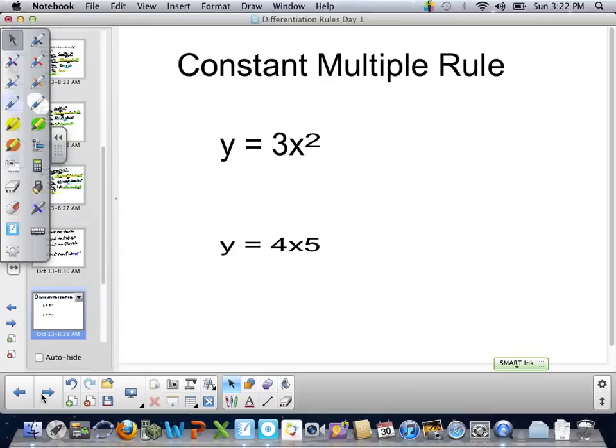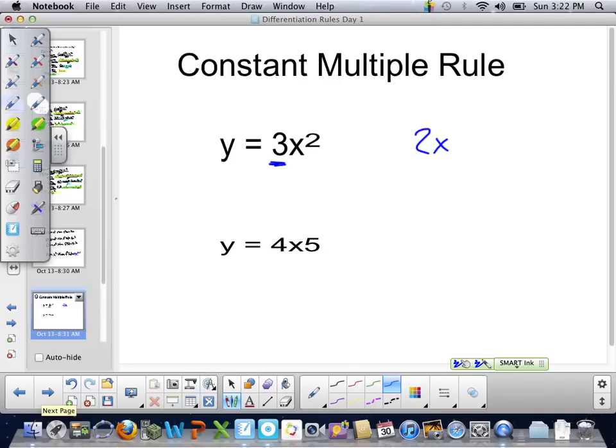All right? And then tying that into the constant multiple rule, basically what we do is we take this 3, we kind of hold it there, and we just take the derivative of x squared. Well, the derivative of x squared, the 2 comes out front, 2x, then 2 minus 1 is 1. And then we'll just take that result times the constant. So y prime equals 3 times 2x, which is the same thing as saying 6x.